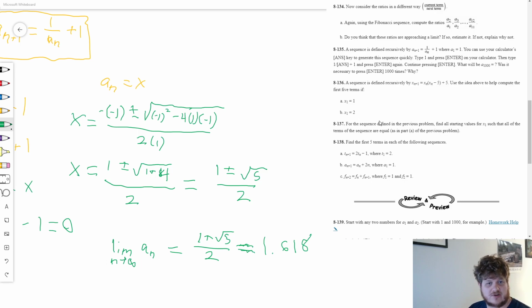And then for 37, you're going to figure out all the starting terms where this ends up being the same value. x sub n plus 1 equals x sub n is the idea that you're going to try to solve, which you might do very similarly to how we did it over here to solve for the golden ratio. So that's the idea there, and then you're looking at 3 different series in 38.